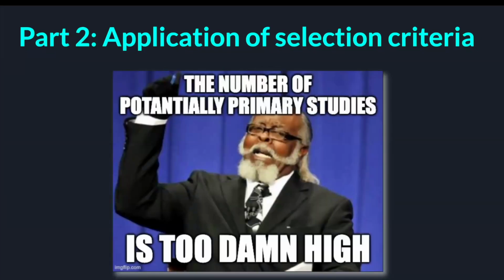The query. And this is because you have a lot of papers and you don't want to analyze them all, you just want the selected bunch that you're really interested in. So you're trying to bring down the number of potentially primary studies to a reasonable set of primary studies.